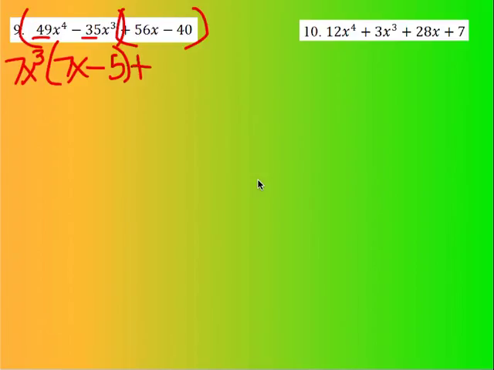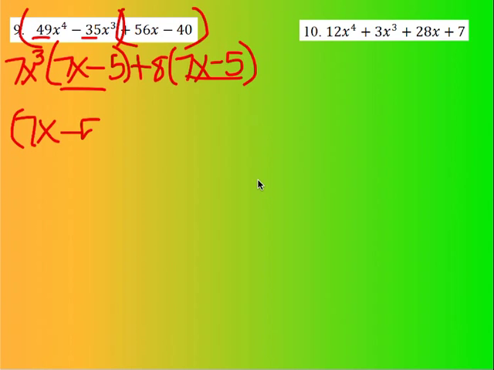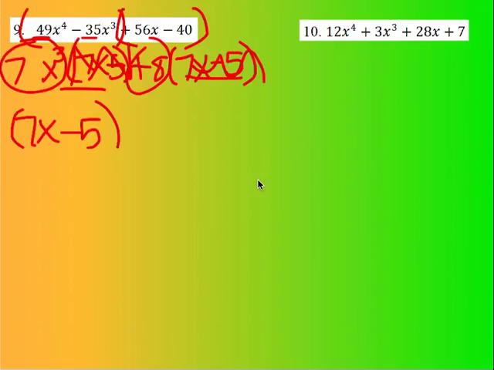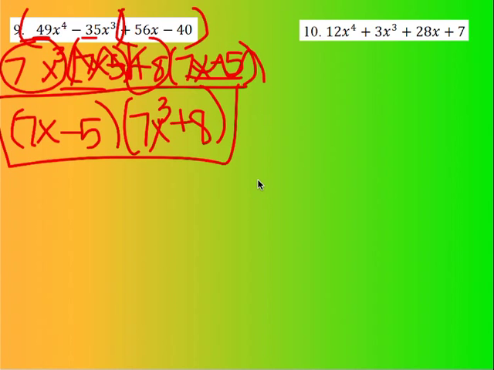56 and 40, what divides both of those is going to be 8. So 56 divided by 8 is going to be 7, and then x. Negative 40 divided by 8 is going to be a negative 5. So here, my leftovers are matching, so I can go ahead and factor those out. And then, once I've gotten rid of that, I have 7x cubed plus 8. So that's what's going to go in my other parenthesis, 7x cubed plus 8. So that right there is my final answer once I've factored by grouping.